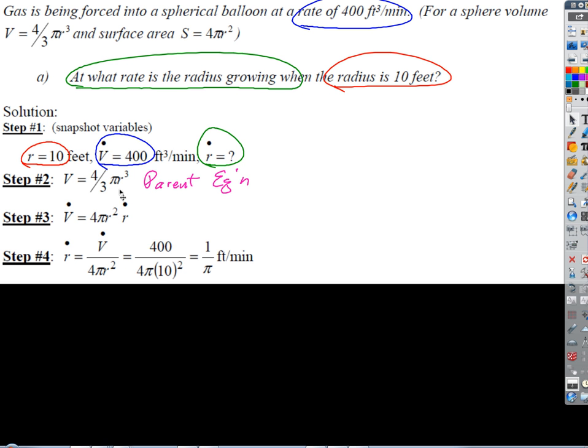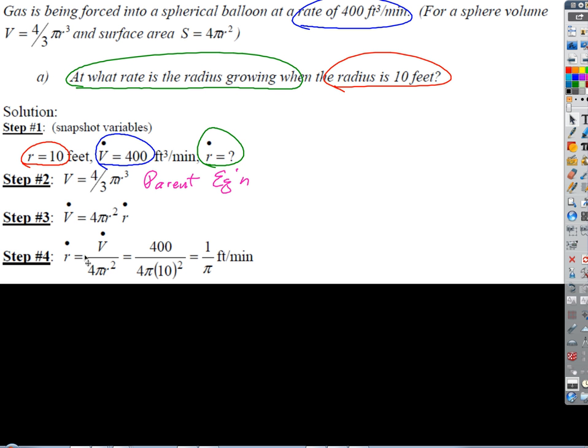We can't plug in any specific snapshot variables until after we've differentiated to relate the rates. Then we can plug stuff in, right? But we have to differentiate first because we have to know dynamically how these quantities are changing with respect to each other. And they actually are variables, right? You can picture as the balloon grows, the volume and the radius are changing. They're not specific static quantities. We're going to ask, while it's changing, at that one frame in the movie, what is the rate at which r is changing? Okay, does that make sense?